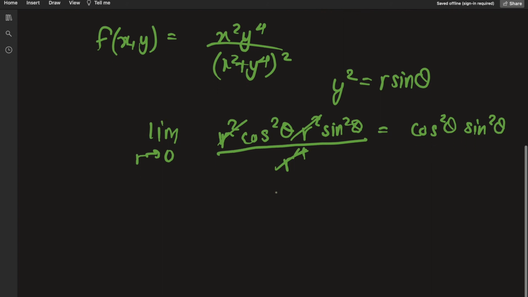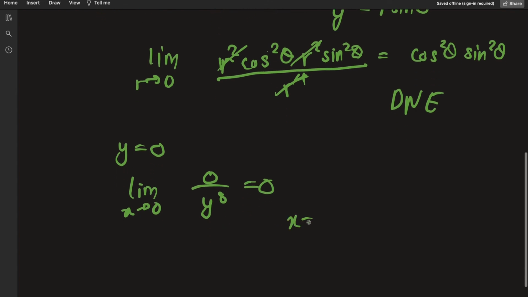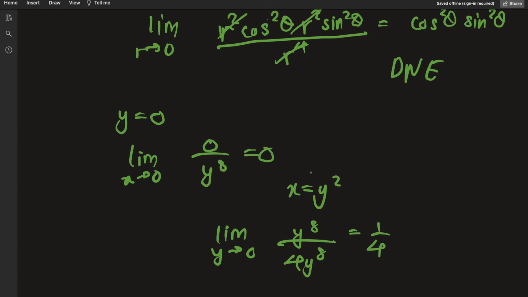Another way of showing that this is dependent on a direction and the limit doesn't exist is, if you're not comfortable with my modified polar coordinates, approach along the x-axis, take y equals 0, limit x goes to 0, plug in y equals 0, 0 over y to the 8th power, which is 0. Now approach along y equals x squared. You have limit as y goes to 0, y to the 8th over 4y to the 8th, and you get 1/4. Both of them are not the same. So it's one way of checking.